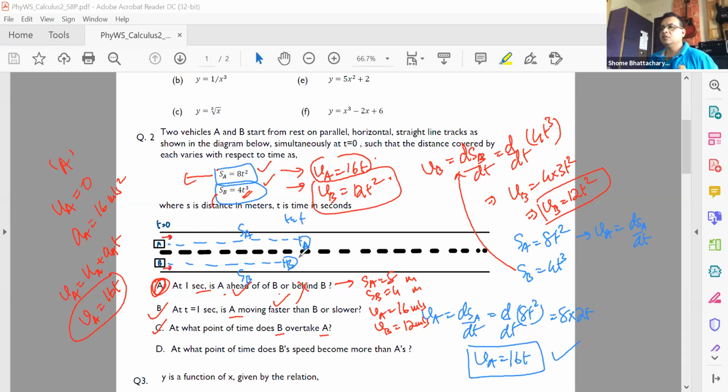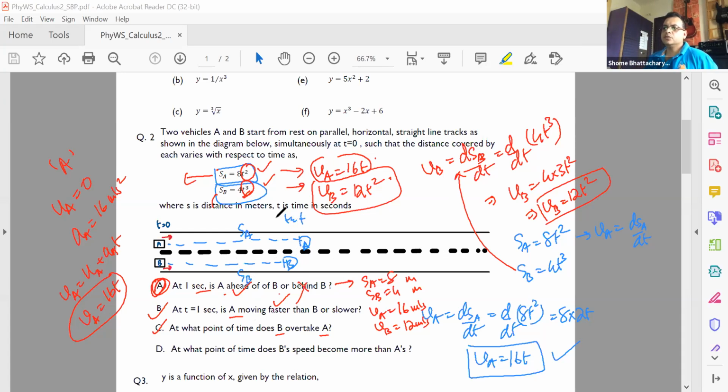But if you put a little bit of thought into this, you'll see this is a cubic function and this is a quadratic function. So eventually the cubic function will dominate. It will rise at a more rapid rate because it's t to the power 3. Are you understanding my point, people?